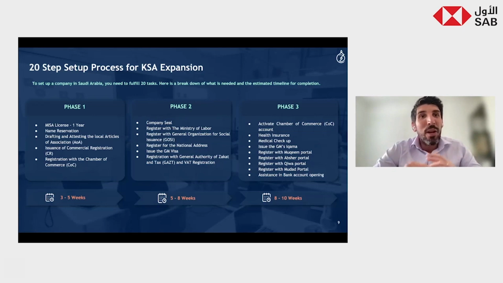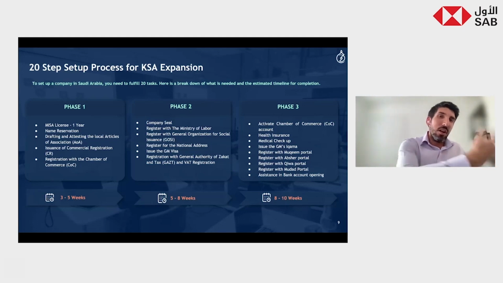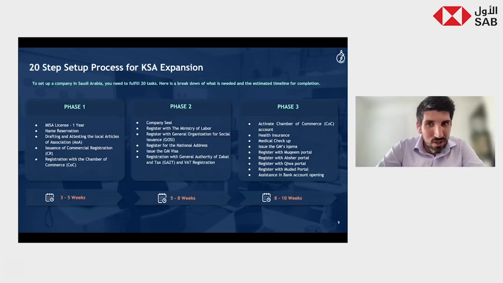And then you have phase 3, which is the bit where the general manager will finally get to visit Saudi Arabia and complete the process where we then activate the Chamber of Commerce, we get them their insurances, we activate all of the portals for the individuals. Each portal will have different benefits. The Qiwa portal, for instance, is your kind of human resource portal to make it as easy as possible for people to, for instance, issue visas or put employment contracts onto the system.